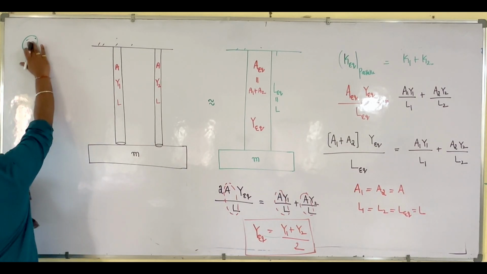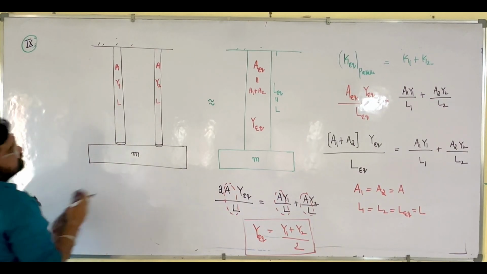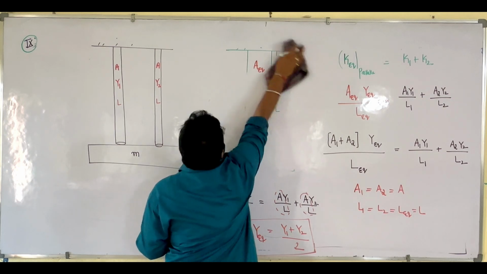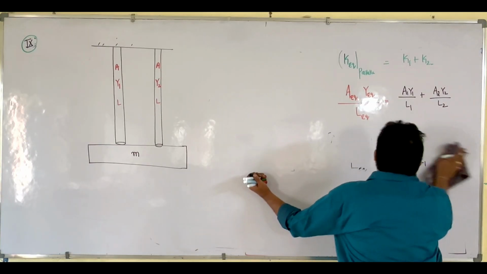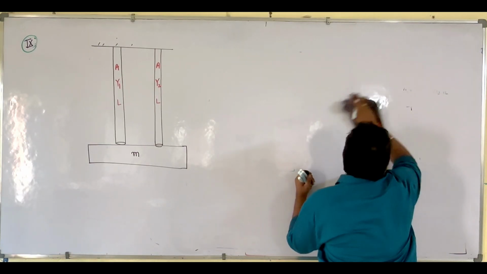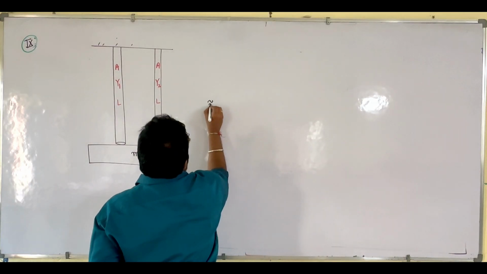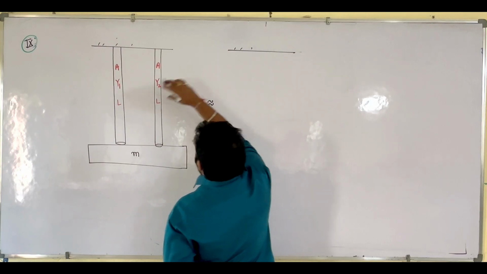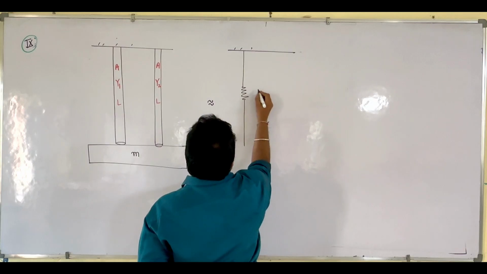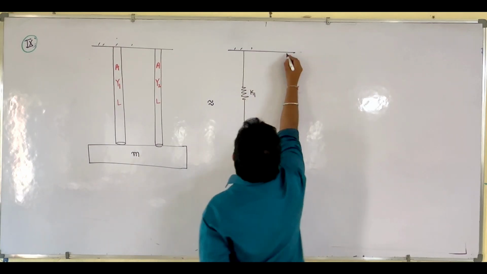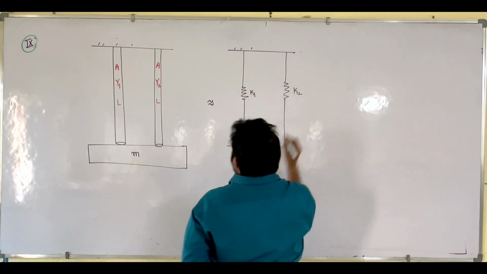Next, question number 9. What is the time period of oscillation in this case? We need to convert it into two springs. Both have the same area. We need to convert it into two springs, K1 and K2, with the mass M. How much is K1?